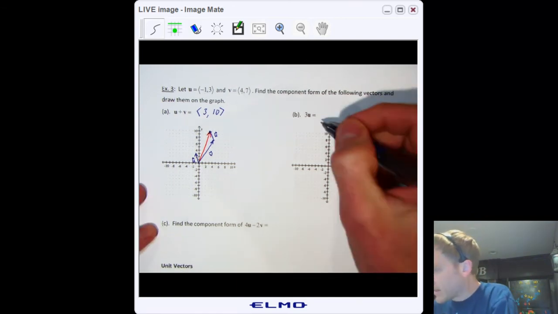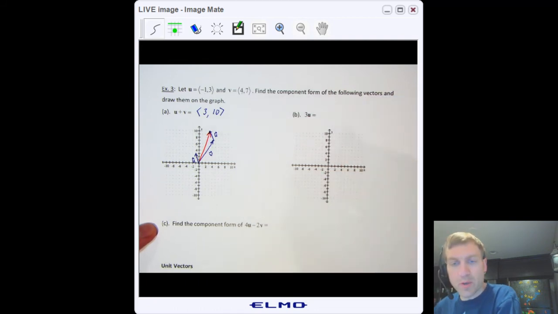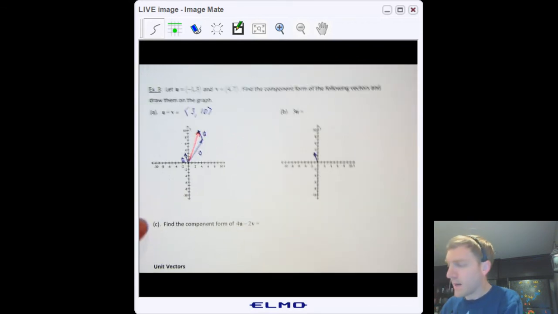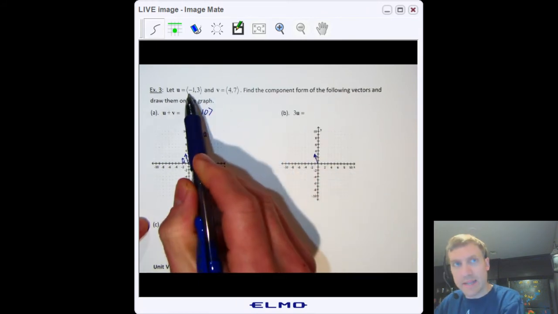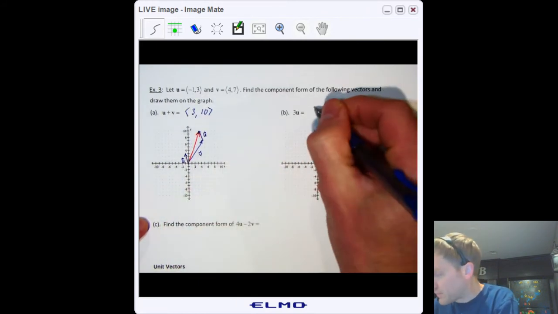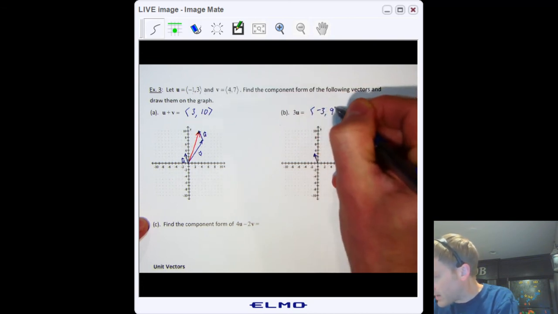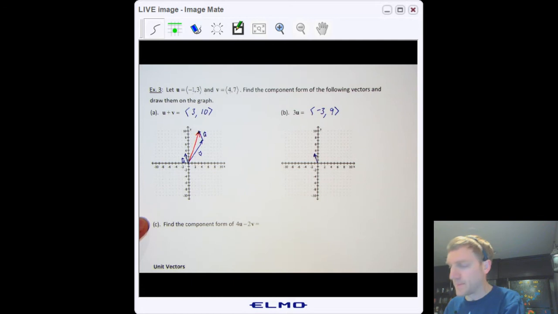All right, next one. What is 3 times vector u? Well, once again, I'm going to draw vector u. Okay. 3 times vector u is just going to take each component, multiply it by 3. So 3 times negative 1 is negative 3. 3 times 3 is 9. So negative 3, 9. Okay. Now let's draw that. What's it going to look like?